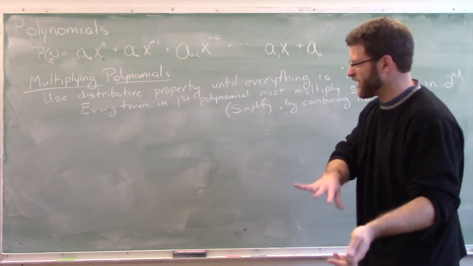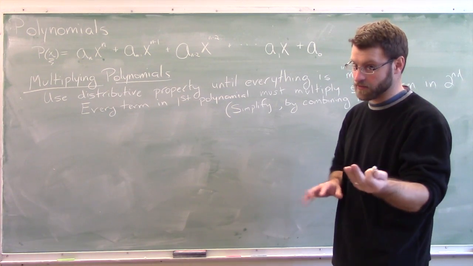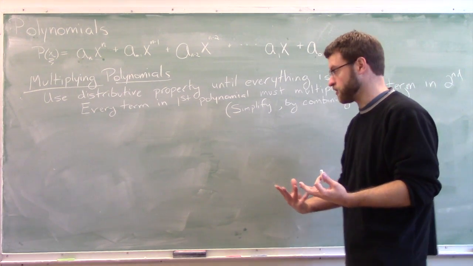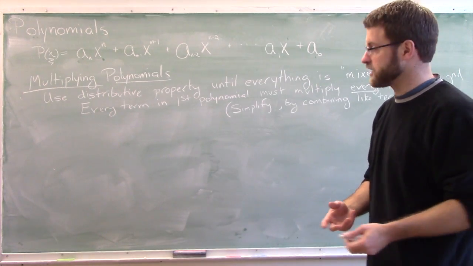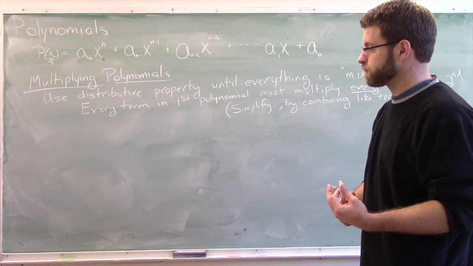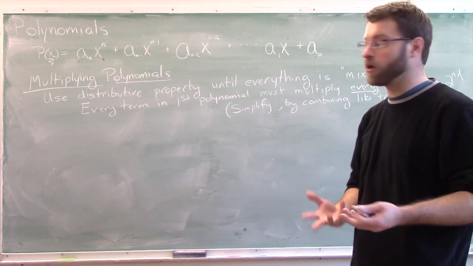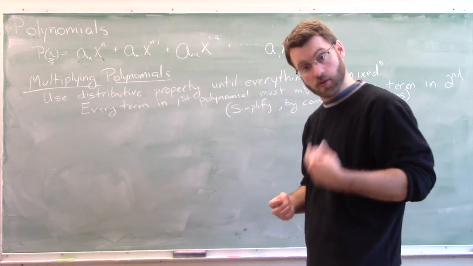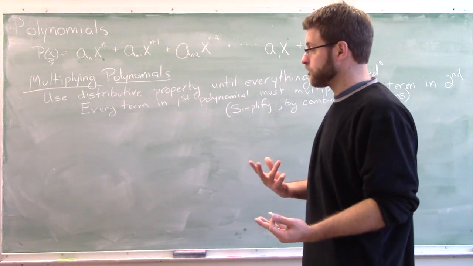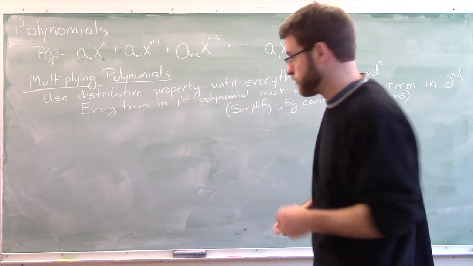Okay, so we're going to multiply everything by everything else, everything in the first polynomial by everything in the second polynomial. Then we'll simplify by combining like terms. For our third example, let's do a quadratic polynomial and multiply that by a first degree polynomial. So one of our polynomials will have 3 terms and the other will only have 2 terms. And we'll see what happens with that.